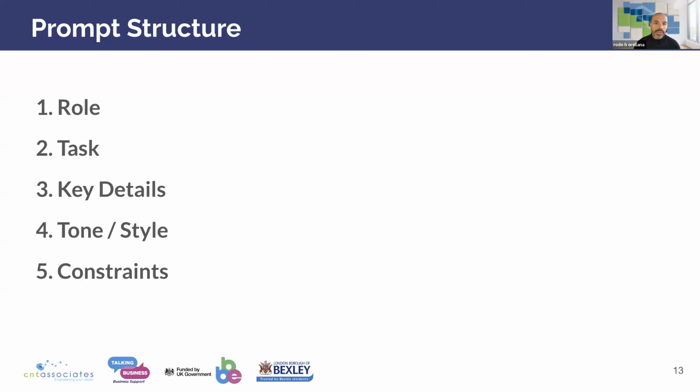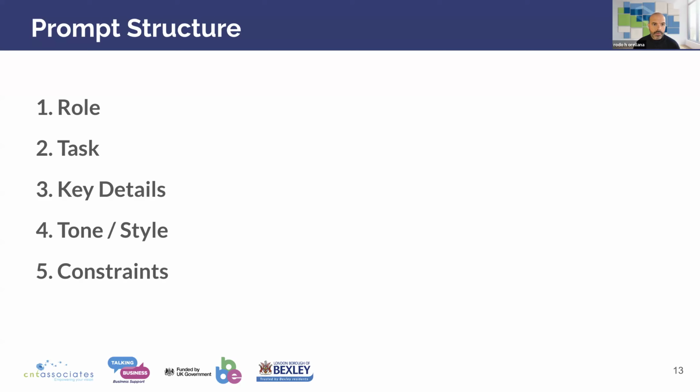So you need to set up a role. You need to tell the LLM, okay, act as a copywriter for a local SME or for my business. And this is your task. For instance, create the text for a promotional leaflet. We're going to do this later.